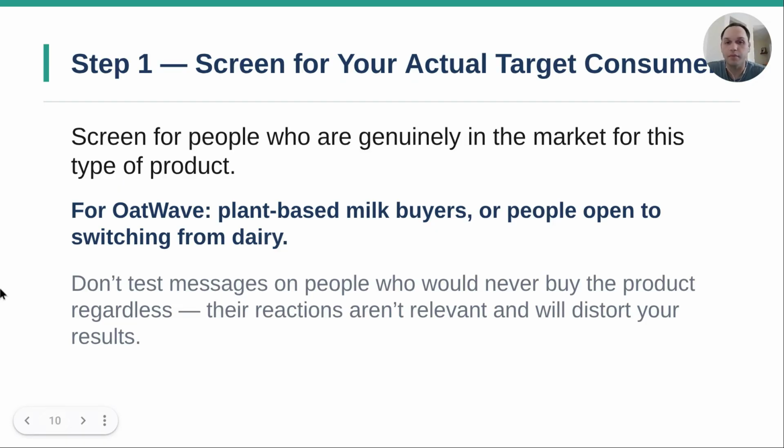Step 1. Make sure you're testing with the right people. Screen for consumers who are genuinely in the market for this type of product. For Oatwave, that means plant-based milk buyers, or people who are open to switching from dairy. Here's the critical point. Don't test messages on people who will never buy the product regardless of what you say. Their reactions aren't relevant to your business decision and will dilute and distort your results. The screener is the first line of defense against wasted research budget.